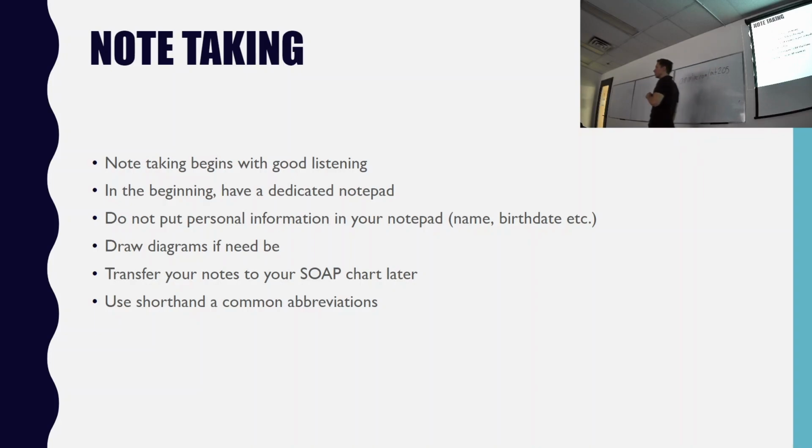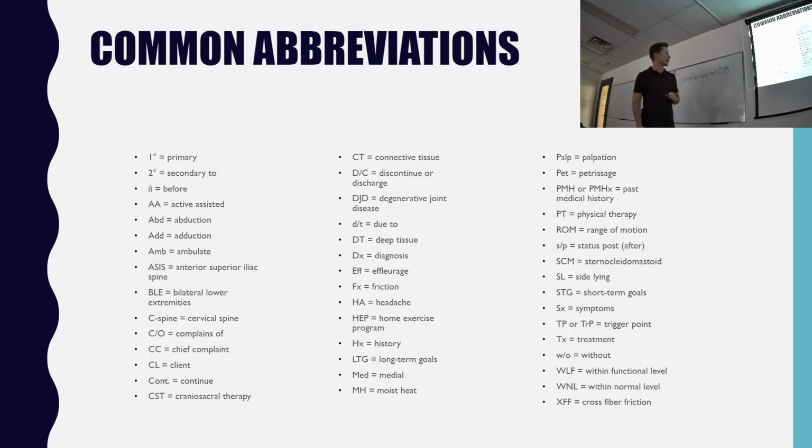Use shorthand and common abbreviations. We'll talk a little bit about shorthand and abbreviations. They're totally acceptable, but there has to be a legend. If you do use shorthand, then the file has to have a legend. These are common abbreviations. You don't need to memorize them, but some common ones would be ASIS, anterior superior iliac spine; CC, chief complaint; HX, history; TX; ROM, right? These are common abbreviations and totally acceptable.